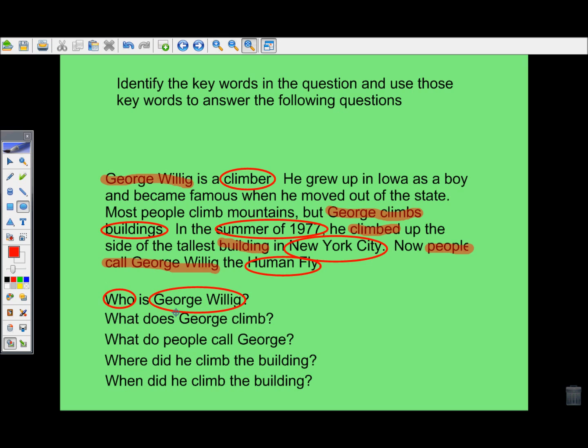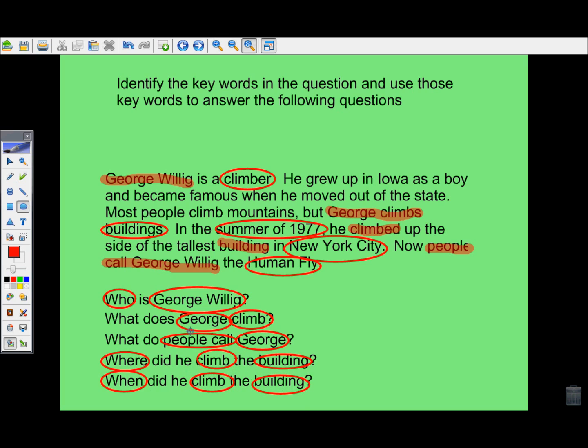What does George Willig climb? Again, we're looking for George, and we're looking for the thing that he climbs. What do people call George? We want to know what people call, and George is our main character. Where is letting us know we're looking for a location, and we're looking for where he climbs a building. And then when is letting us know we're looking for a time or a date, and again you want to know when he climbed the building.